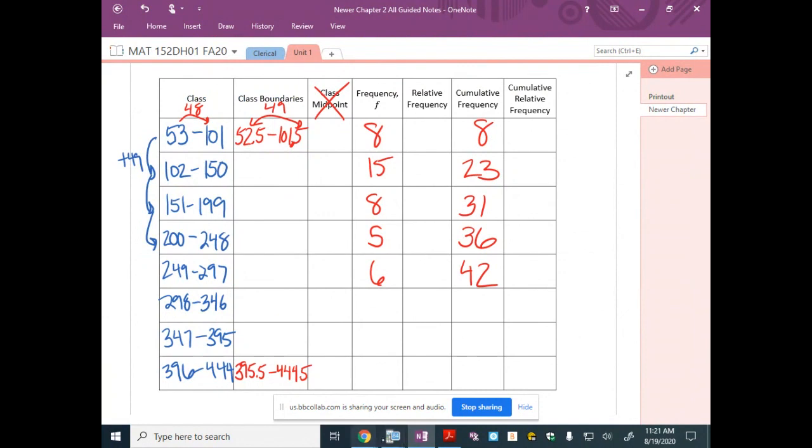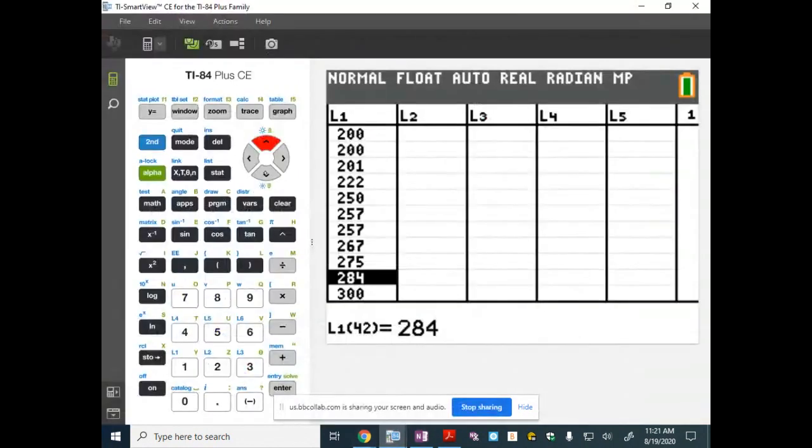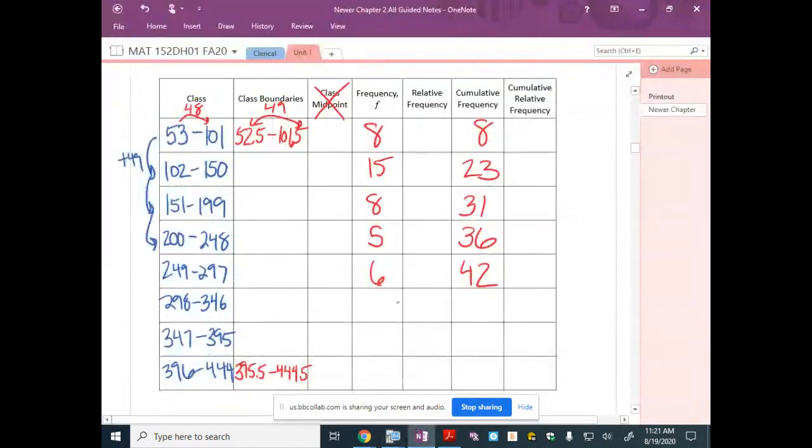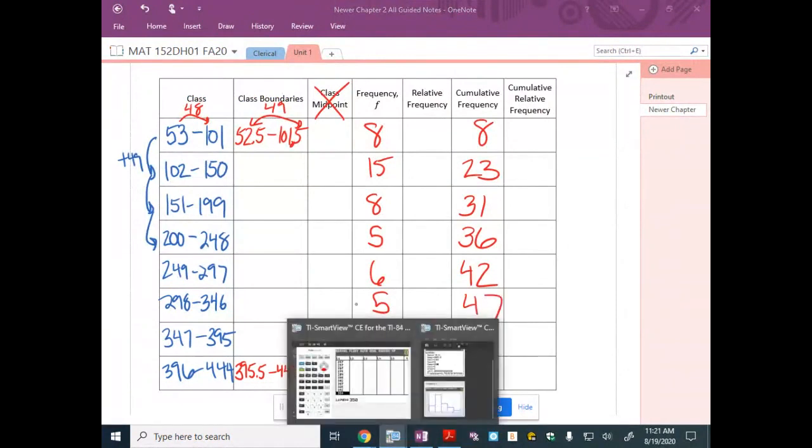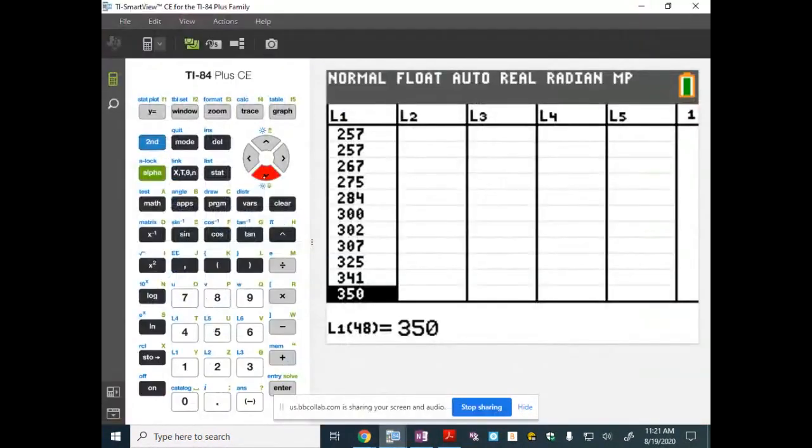298 to 346. 1, 2, 3, 4, 5. 5. That would take us to 47. 347 to 395. 1.